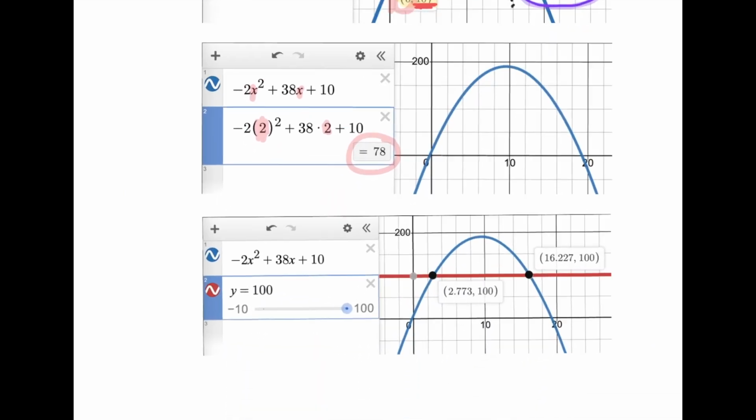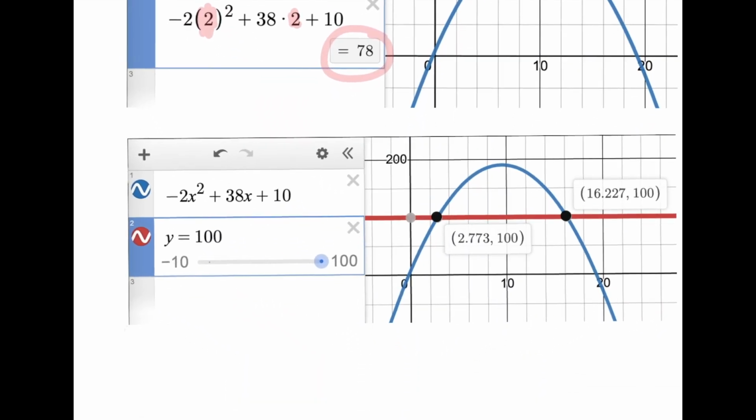And so here is what it would look like. You're going to type in y equals 100, and that's going to give you that horizontal line graphed across your graph. And you'll see that the time specifically to 2 decimal places that the object is 100 feet off the ground on its descent is 16.227 seconds, or 16.23 if you round to 2 decimal places.